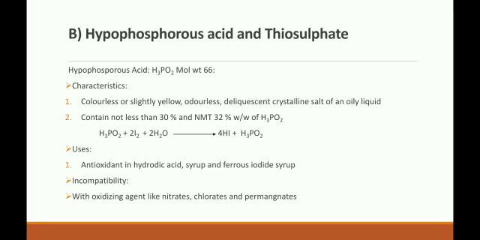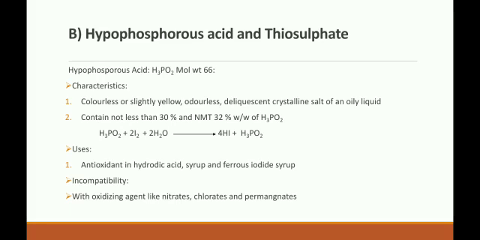The oxidation state of phosphorus in it is +1, making it a very powerful reducing agent. It reacts with molecular iodine and reduces it to the iodide ion, like H3PO2 plus 2 I2 plus 2 H2O, which gives 4 HI plus H3PO4.